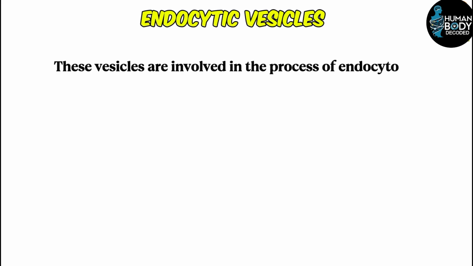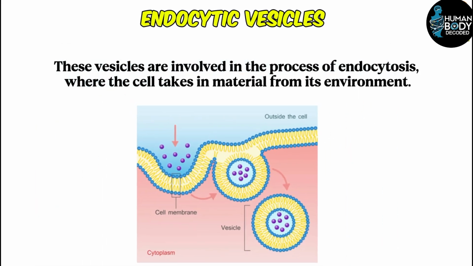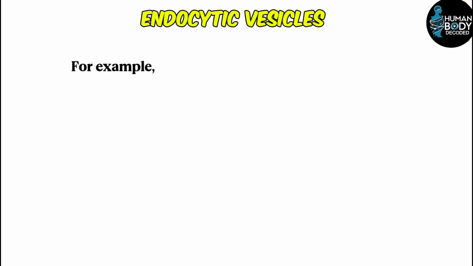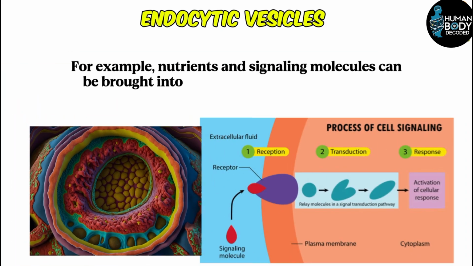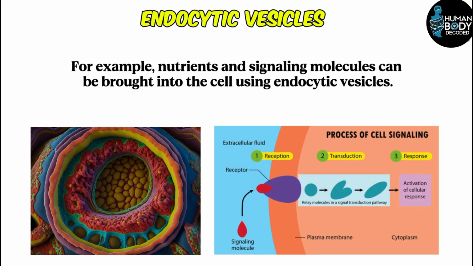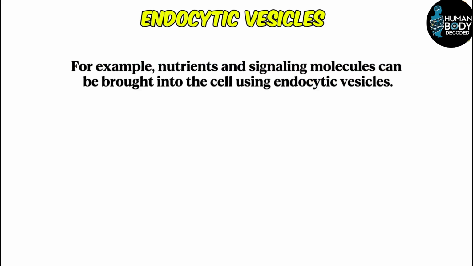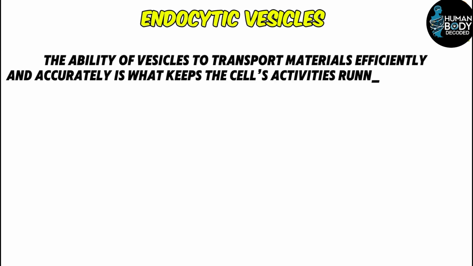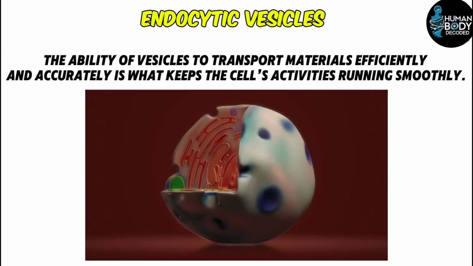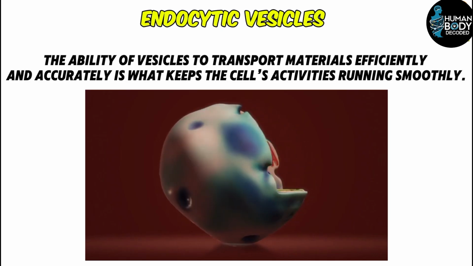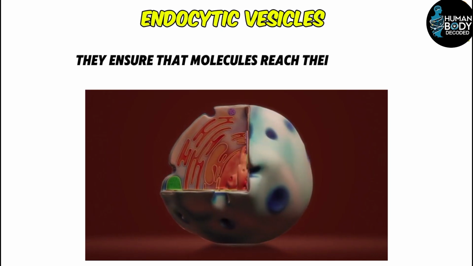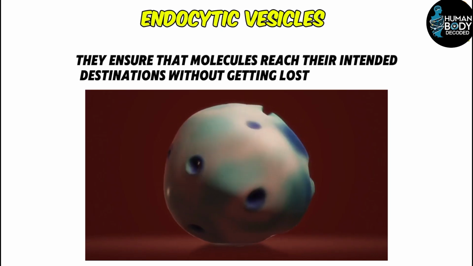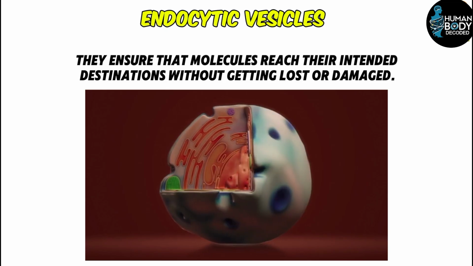Endocytic vesicles. These vesicles are involved in the process of endocytosis, where the cell takes in material from its environment. For example, nutrients and signaling molecules can be brought into the cell using endocytic vesicles. The ability of vesicles to transport materials efficiently and accurately is what keeps the cell's activities running smoothly. They ensure that molecules reach their intended destinations without getting lost or damaged.